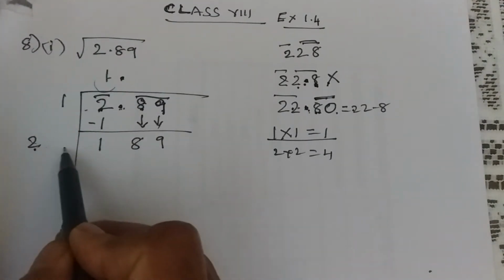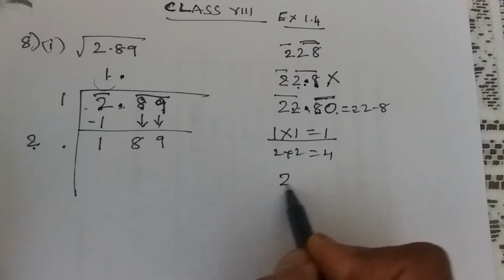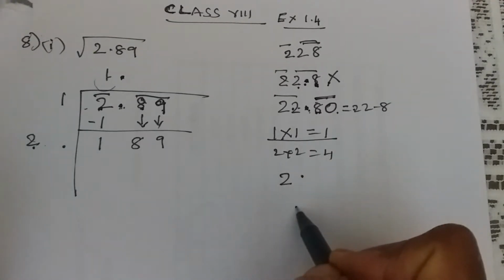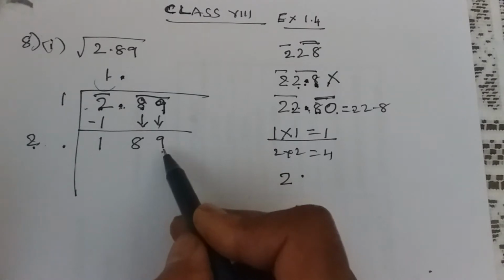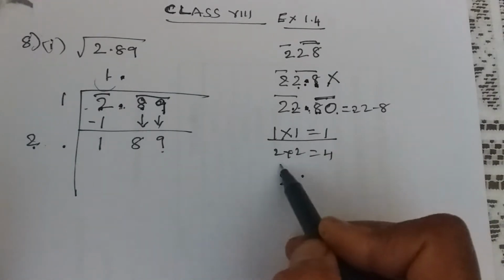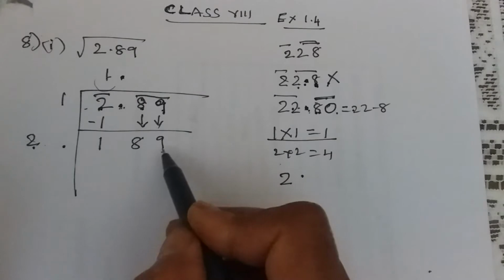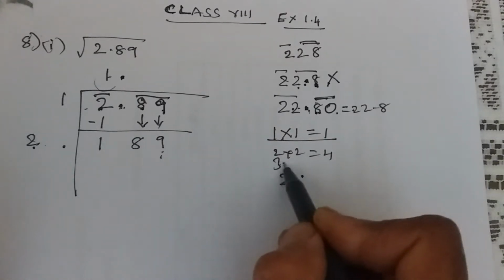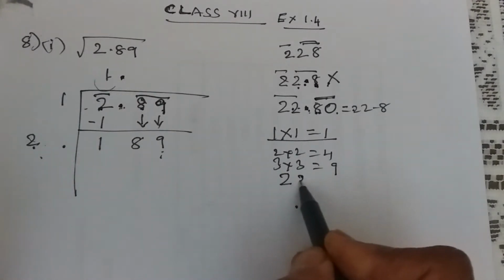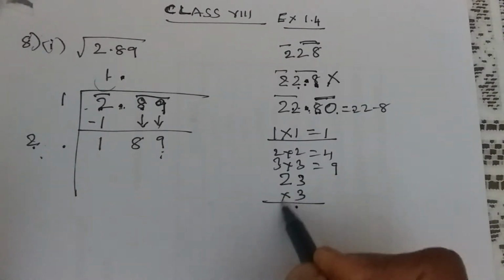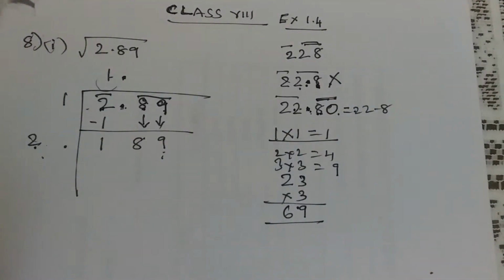With 2, we have to put a number here and multiply by the same number. And it is a perfect square, so it ends with 9. So we should think of a square table which ends with 9. Yes, we know 3 3s are 9. So with this number 2, we'll put 3 and multiply by 3 and check whether we are getting 189. 3 3s are 9, 3 2s are 6. No, we are getting only 69.